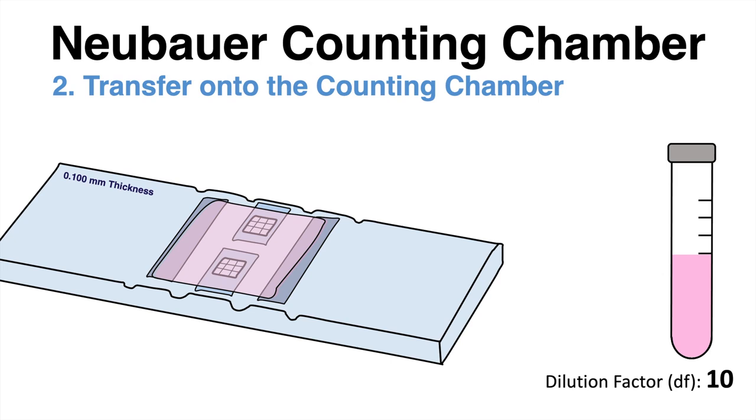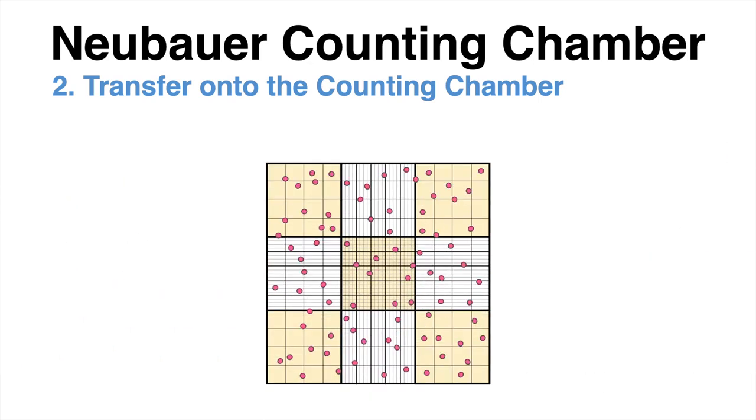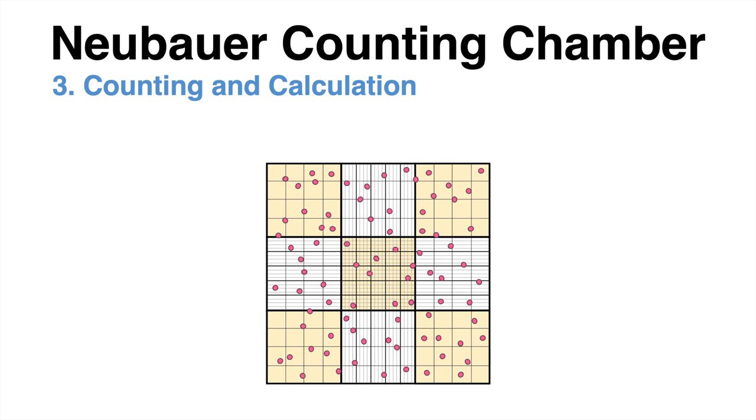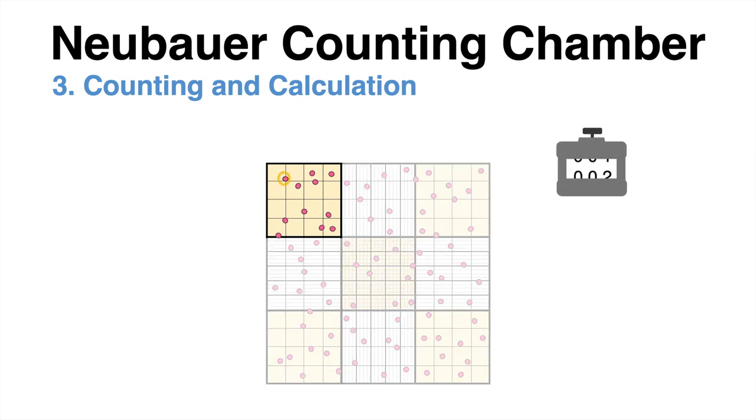Under the microscope, the counting chamber looks like this. The red spots are cells, and the 5 yellow squares serve as the counting area. Starting with the first square, all cells inside are counted. There is one cell touching the outer line of the square. You may wonder whether it belongs to the square or to the one below.